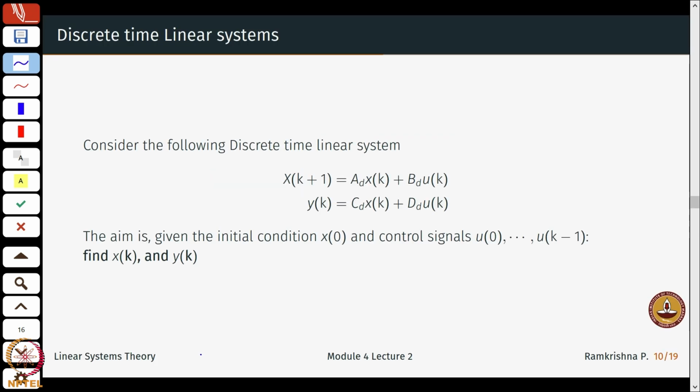Okay, so before we conclude this lecture, we just do a little introduction to discrete time systems. As said in the equation, x will be an n dimensional vector and so on. A, B, C and D will be the same kind of matrices that were in the continuous time system. So what is the aim here? What does it mean by even finding solutions? The aim is, given initial condition x0 and control signals u till k minus 1, can I find xk and yk, the state or the solution to this difference equation.